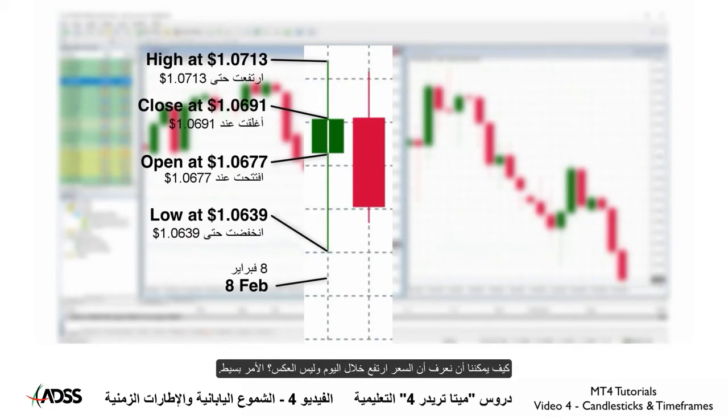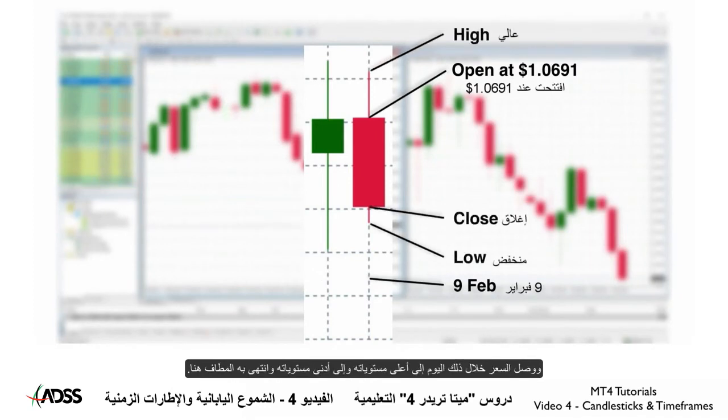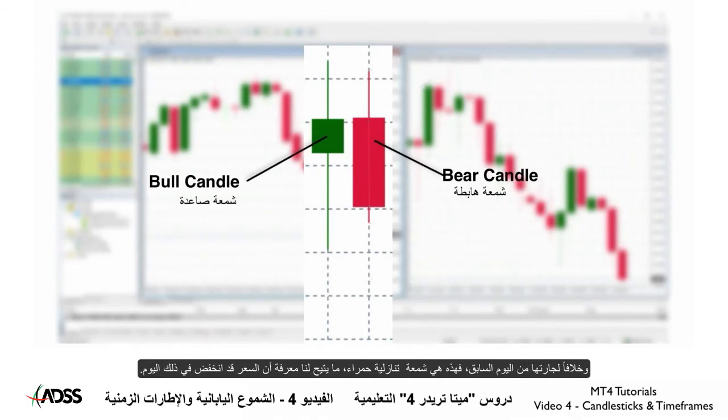Simple. This candle is green, and in Lesson 2, we told MT4 that we wanted our bull candles to be green. Then, when the markets opened on the 9th of February, the price was still at $1.0691. During that day, the price went to its highs and lows and finished here. Contrary to its neighbor from the day before, this is a red bear candle, so we know that price finished lower on the day.